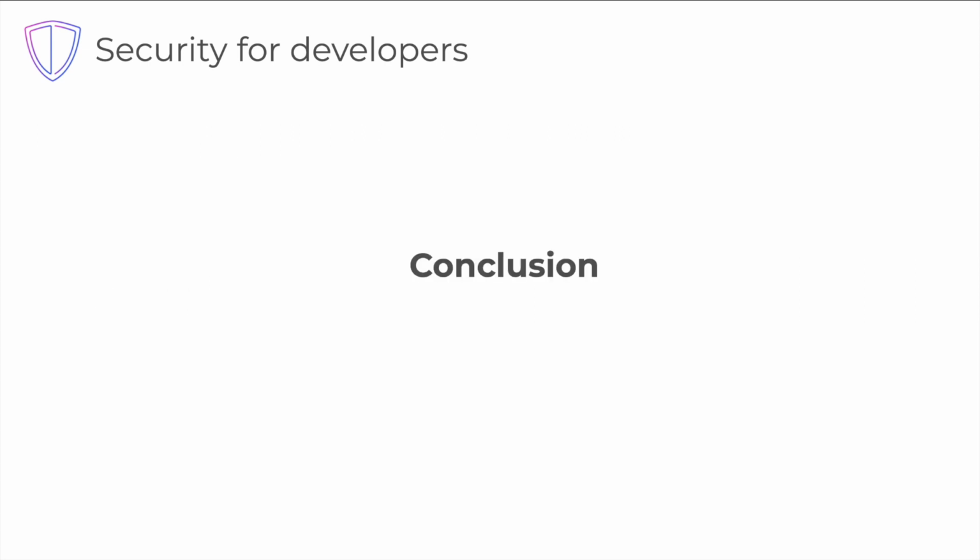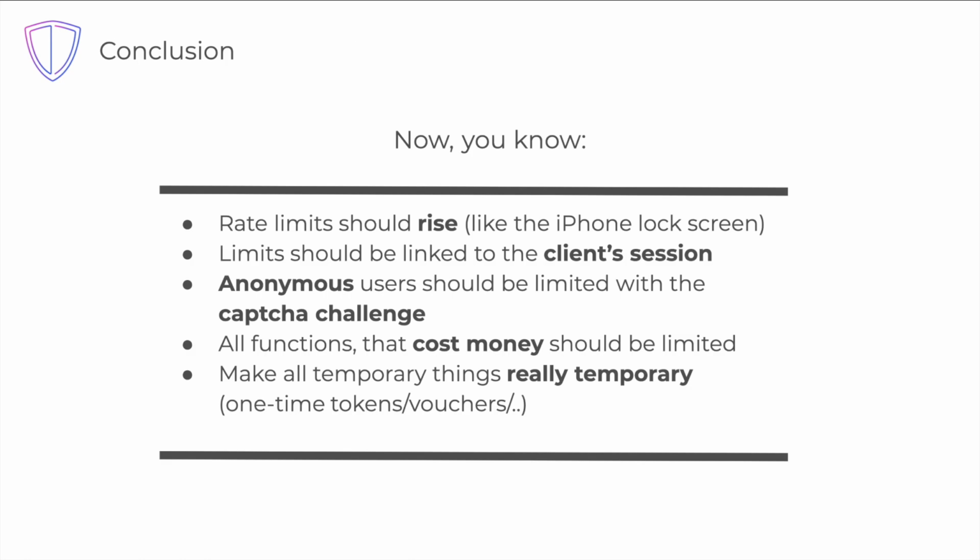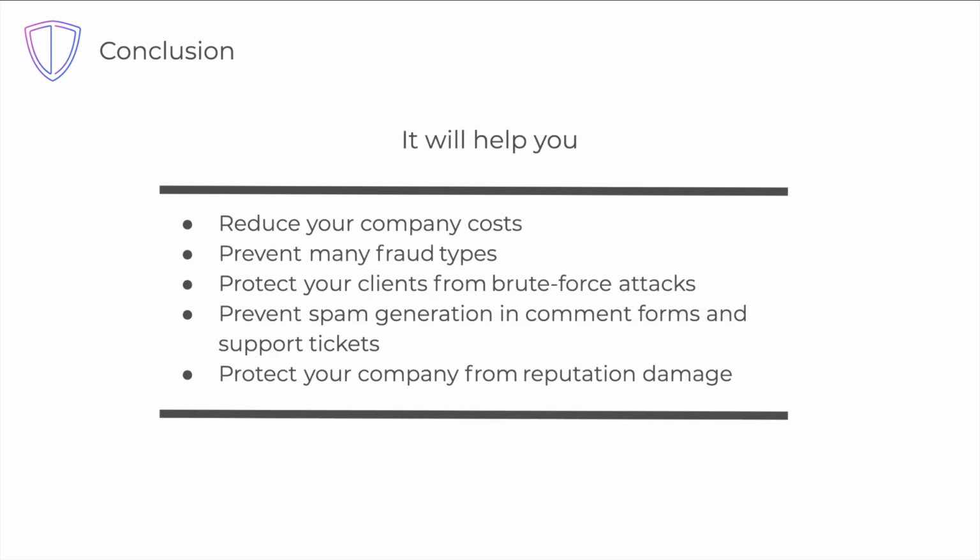Let's sum up what we have learnt in this module. Now you know that rate limits should incrementally increase, like an iPhone lock screen. Limits should be linked to the client session, and anonymous users must be limited using a CAPTCHA. All paid integrations for the company should also be limited, and all temporary tokens, vouchers, promotions, and so on should really be temporary. You can use what you have learned here to benefit your company in the following ways.